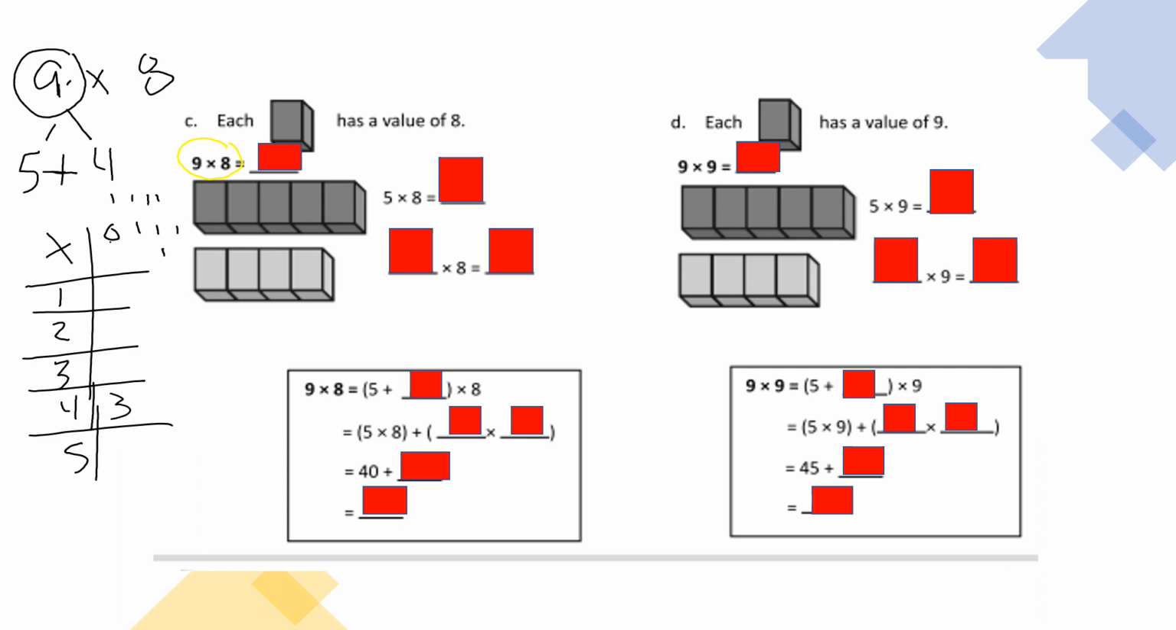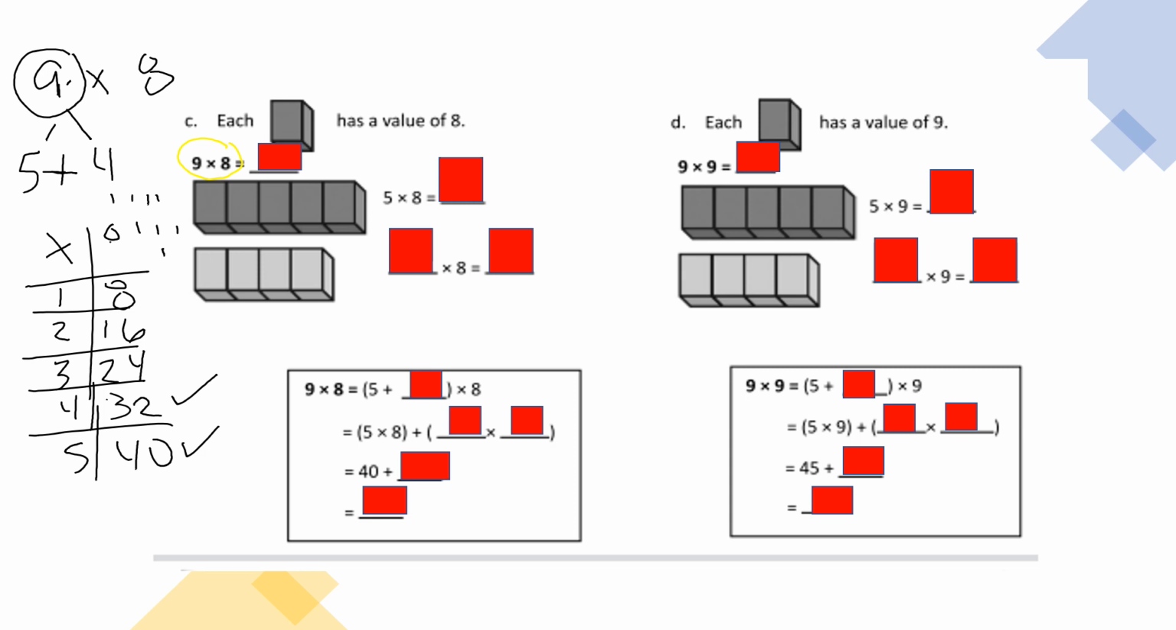All right, 1 times 8 is 8. 2 times 8 is 16. 3 times 8 is 24. 4 times 8 is 32. 5 times 8 is 40. And again, since the two equations that we're worried about are 5 times 8 and 4 times 8, we have the answers right here. So now all we have to do is fill in the blanks.